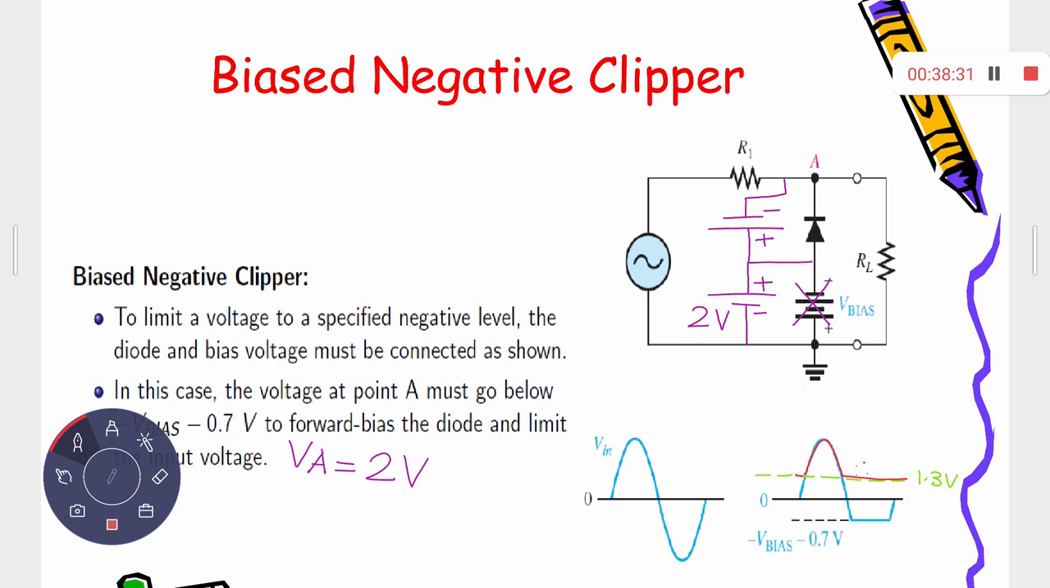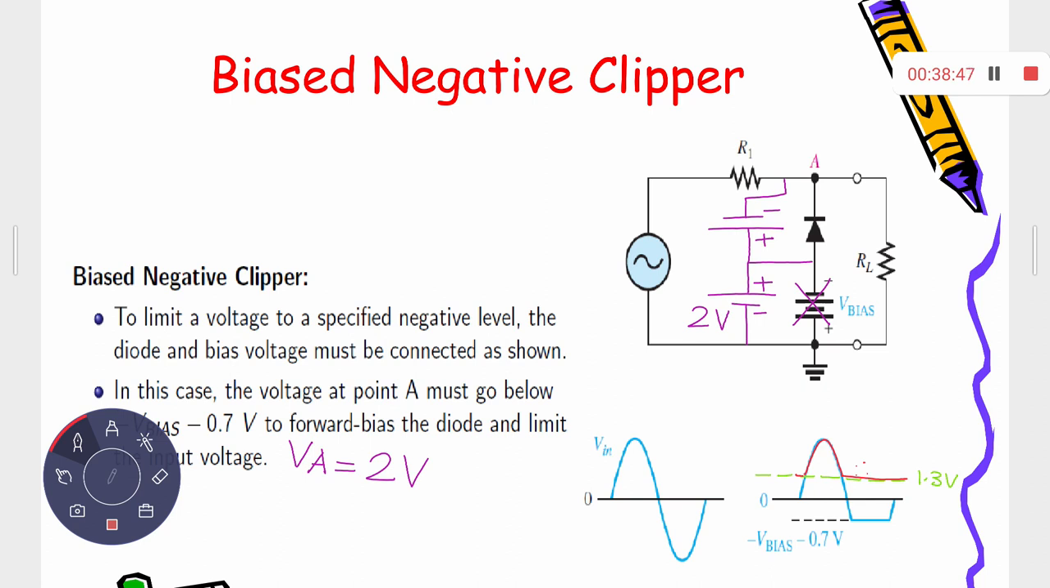Because sometimes, here it is given that V bias is greater than the threshold voltage, that is the cut-in voltage. Might be V bias is less than the cut-in voltage. That kind of scenario will be just reversed or completely different.